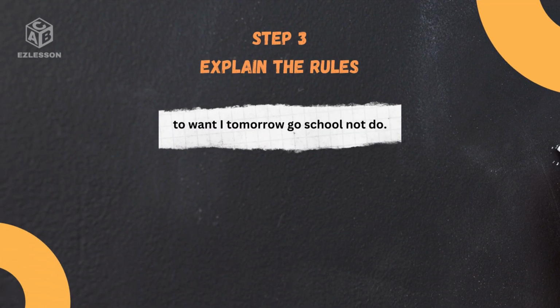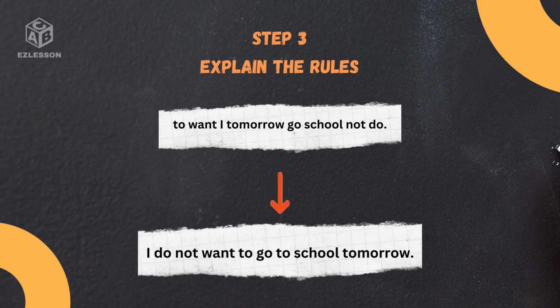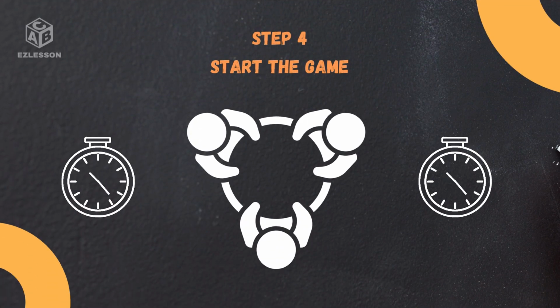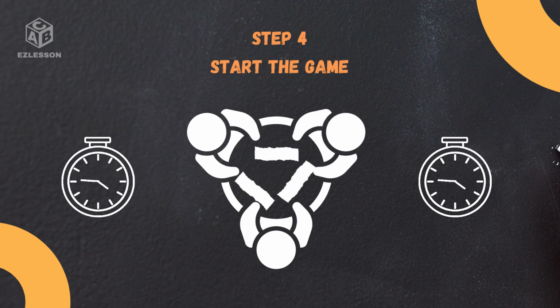Explain the rules. Let the students know that their task is to unscramble the words on the sentence strips to form complete sentences. They should focus on correct word order, punctuation, and grammar. Start the game. Give each group a scrambled sentence strip and set a timer. Encourage them to work together to rearrange the words and form a coherent sentence.